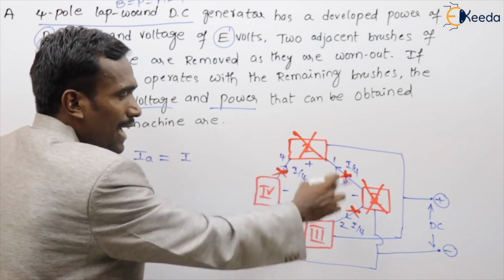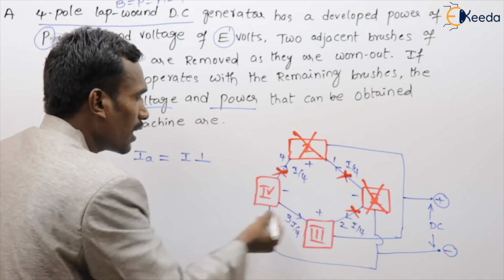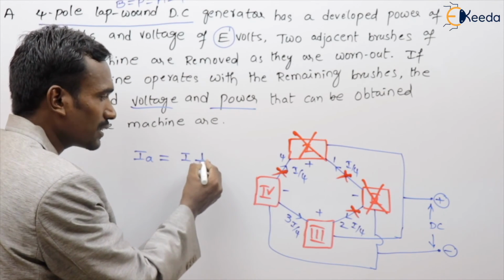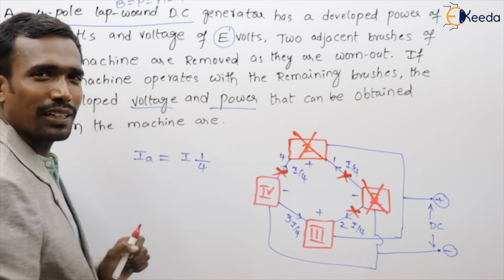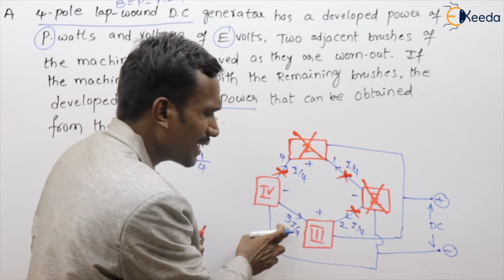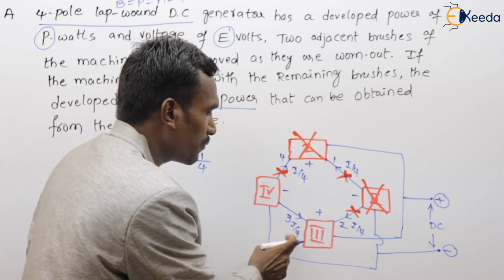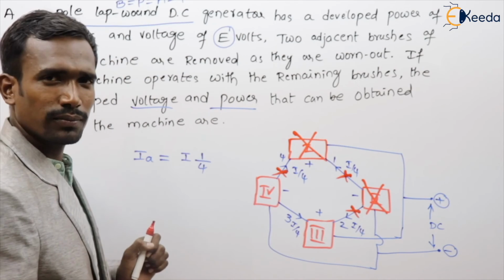See, how many parallel paths are active? 1 parallel path is active out of 4 parallel paths, and the other paths are inactive. So it is 1 by 4th of the total current. Otherwise, you can simply calculate that the current for each parallel path is I by 4. So my armature current is I by 4.